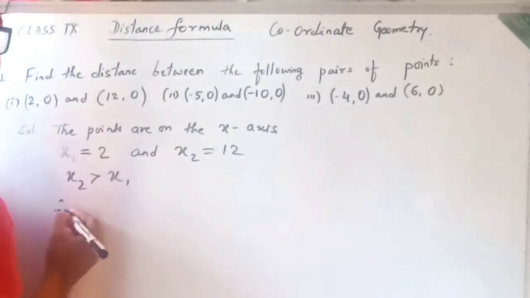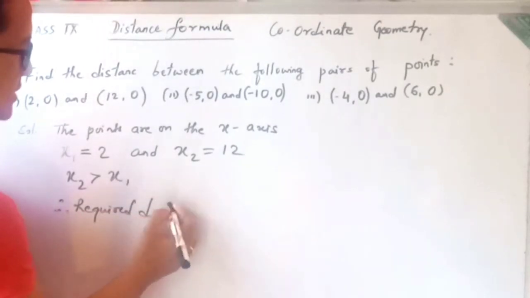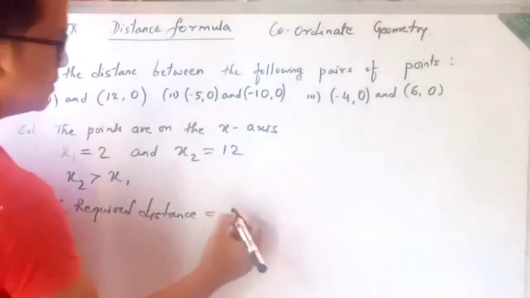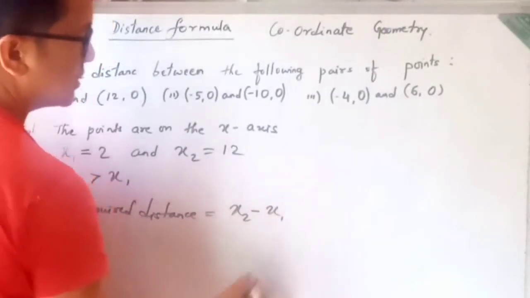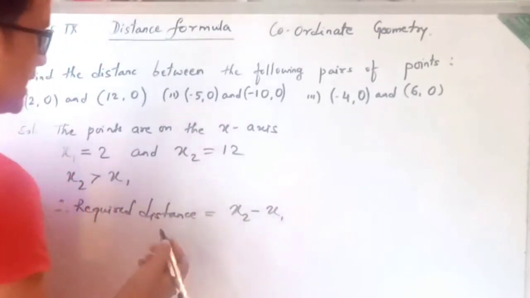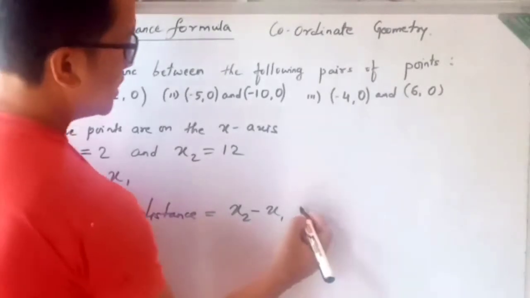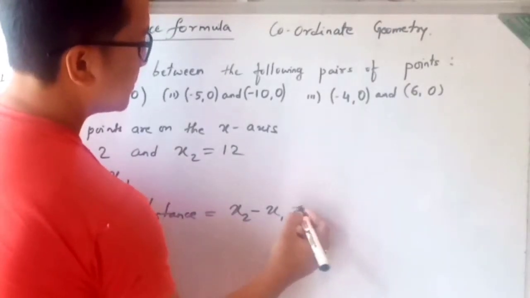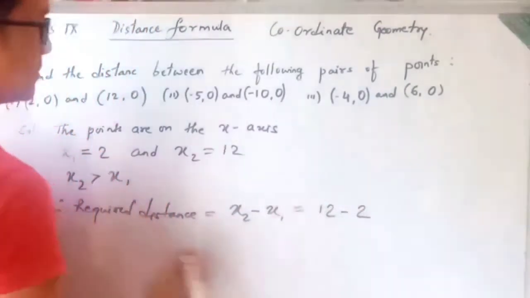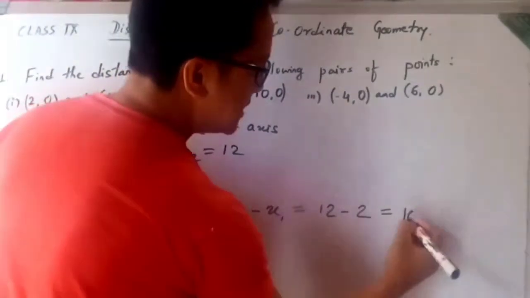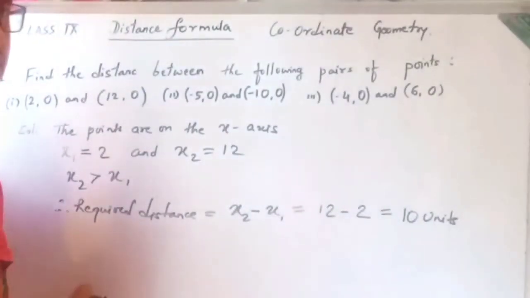So we can write: required distance equals x2 minus x1. We have to subtract x1 from x2, as x2 is greater than x1. So as the value of x2 is 12 and the value of x1 is 2, when you subtract, we get 10 units. In this way, we can do this type of question.